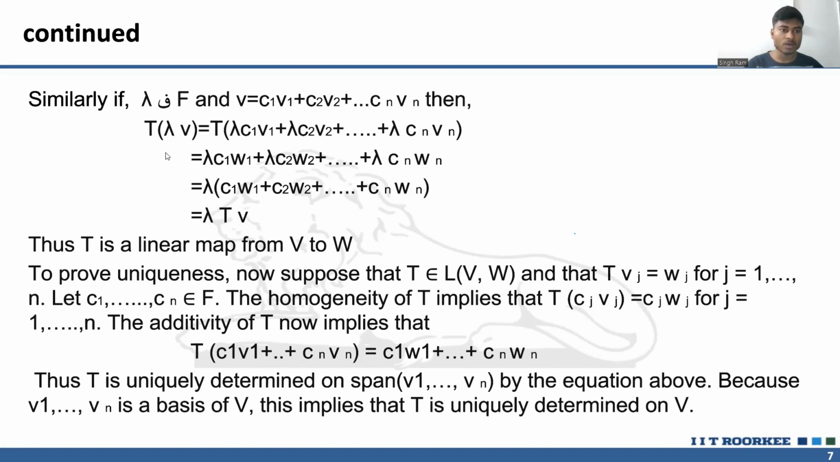So we are showing that there are two properties of linear transformation, right? One is additivity and the second is preserving scalar multiplication. Here both are satisfied. Thus T is a linear map from V to W. To prove uniqueness, now let's prove its uniqueness.